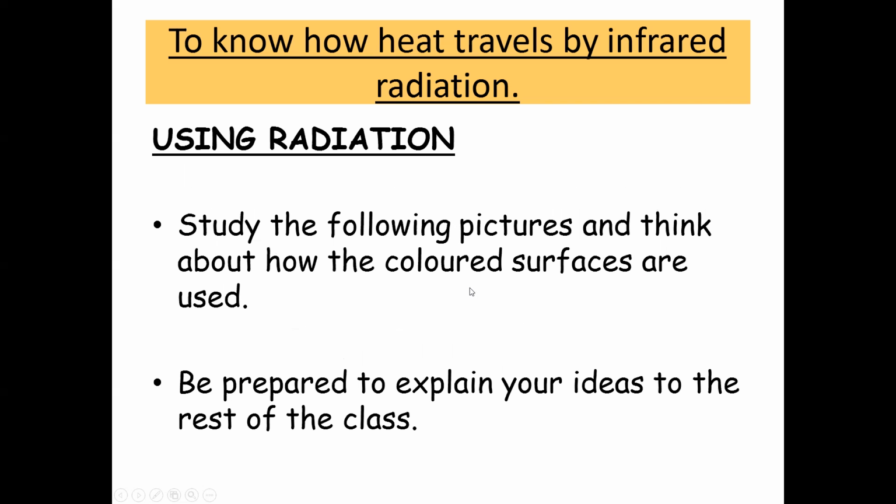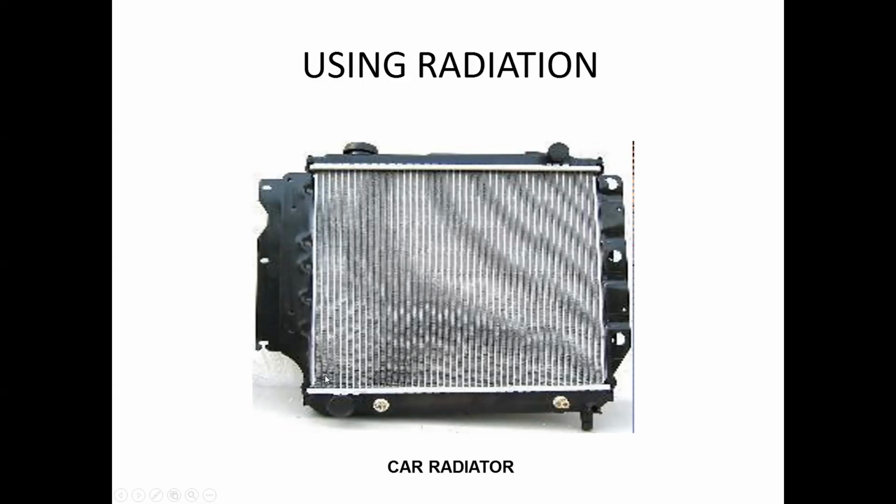Okay, so let's have a look at a couple of examples before we finish. So here we've got a car radiator. It's got lots and lots of little fins, and it increases the surface area. It's also painted black because black is a good absorber and emitter of thermal radiation. The car radiator's job is to have hot water flowing through it so that it can cool the hot water down to a lower temperature to stop the engine from overheating. So it's painted black so that there is more radiation being emitted by it.